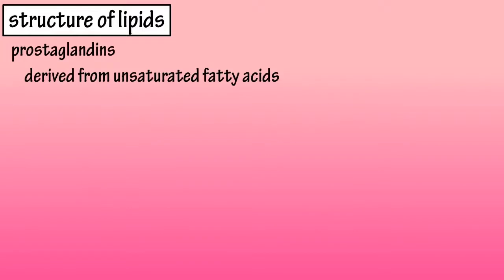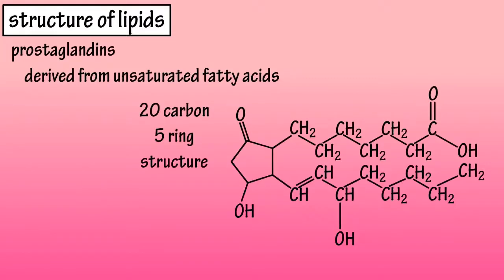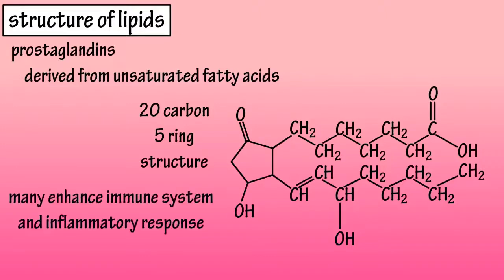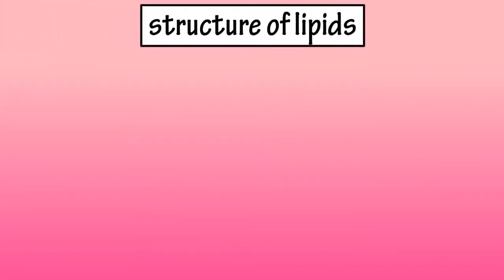Prostaglandins are lipids that are derived from unsaturated fatty acids. They are composed of a 20-carbon structure with a 5-carbon ring. There are many different types of prostaglandins in the body that take part in different important functions, such as enhancing the immune system and inflammatory response. And that's the basics on the structure of lipids.